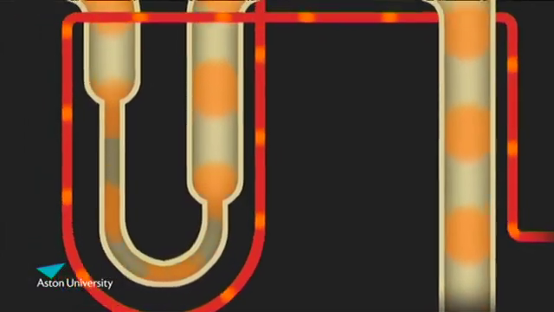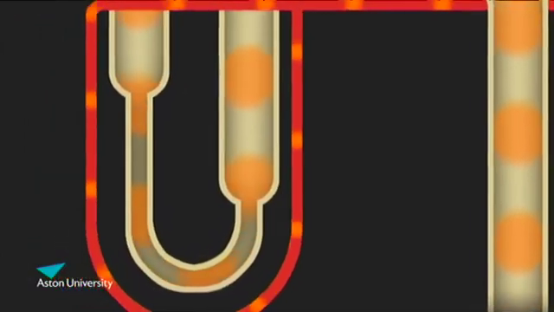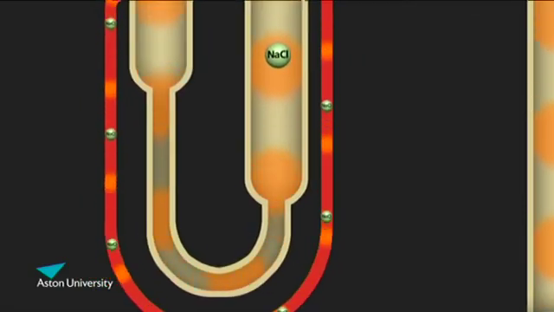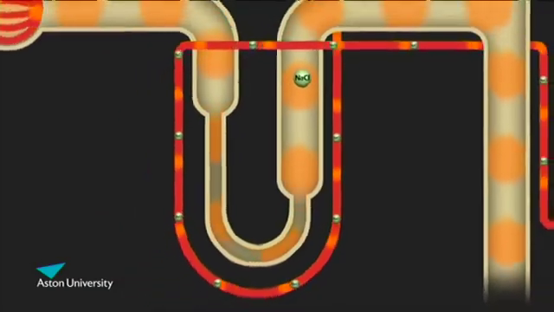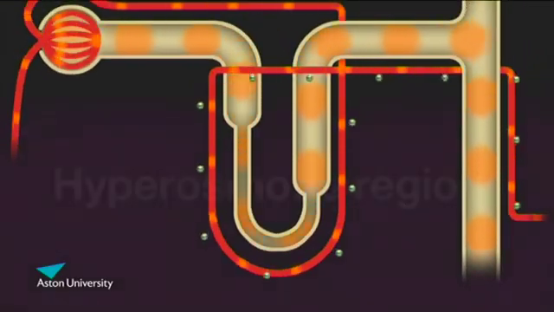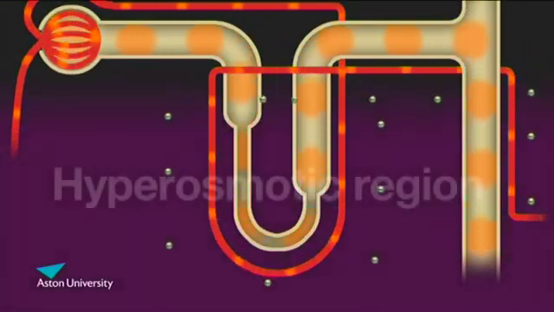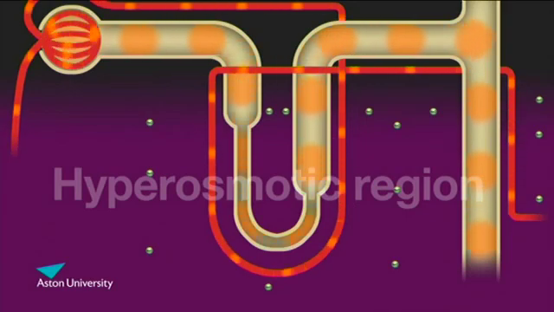The ascending limb of the loop of Henle, which is impermeable to water, pumps out sodium chloride via sodium-potassium-chloride co-transporters from the urine into the blood in the vasa recta. Blood in the vasa recta carries this sodium chloride into the medulla, making the entire region hyperosmotic.